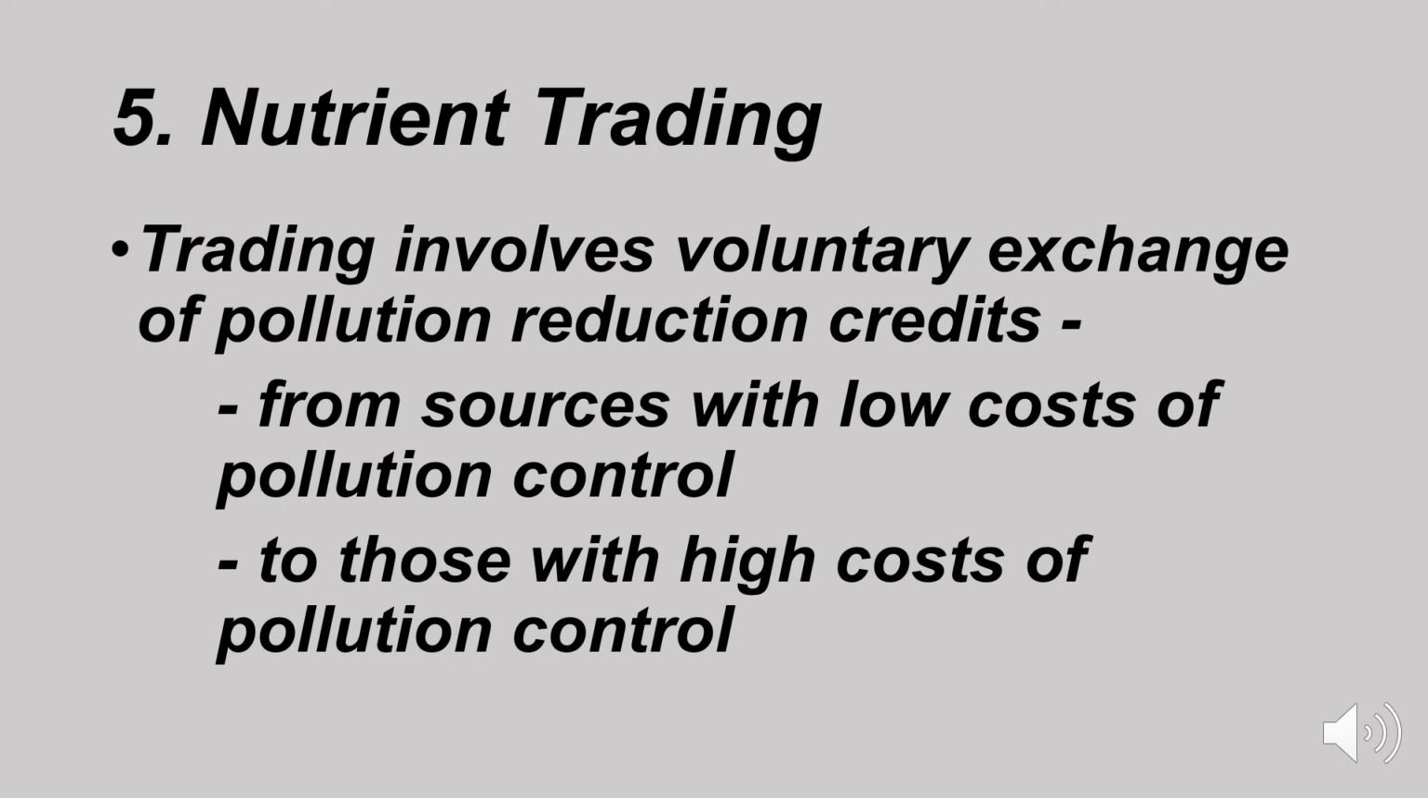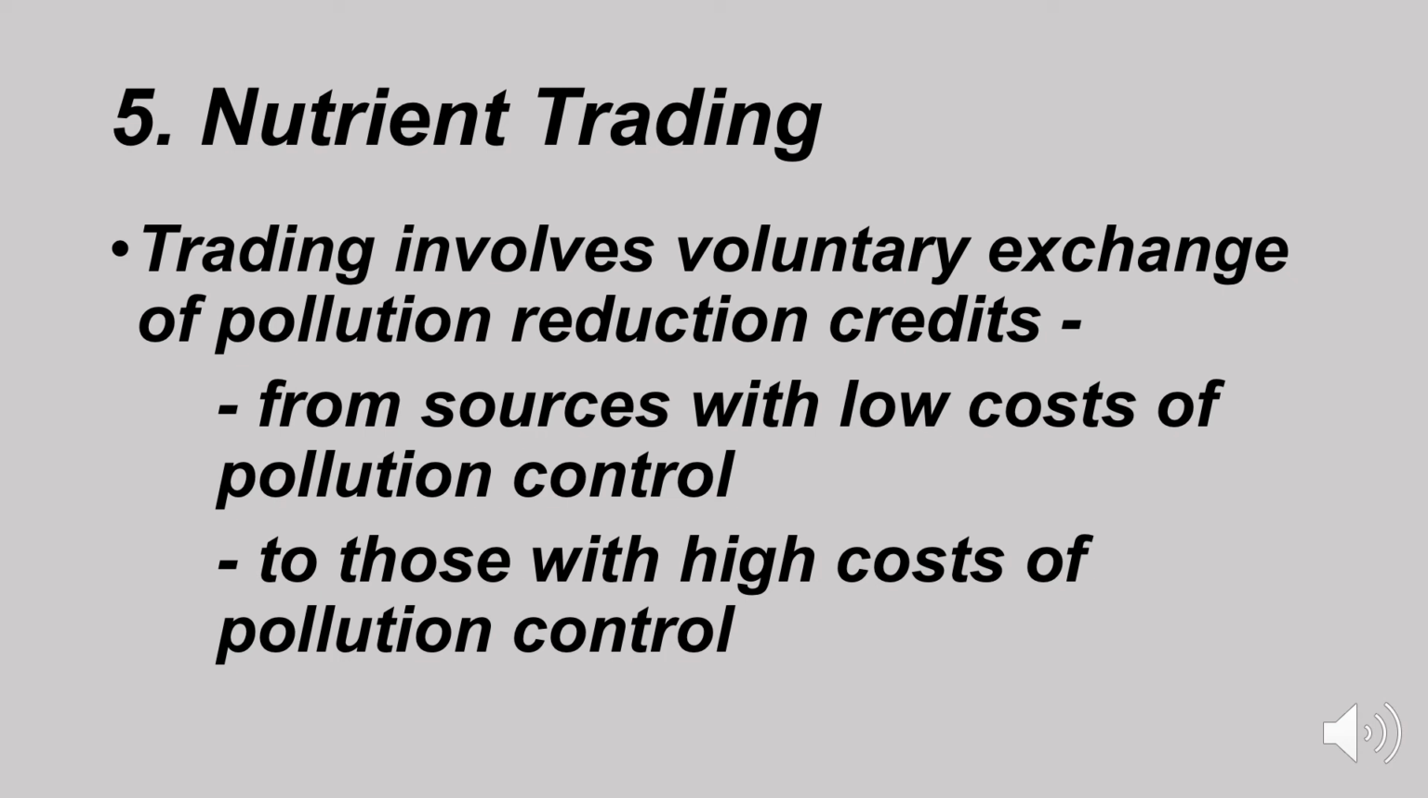Nutrient trading involves a voluntary exchange of pollution reduction credits. Trading from sources with low costs of pollution control to those with high costs of pollution control. So communities can trade pollution limits with each other just so that the whole watershed achieves an overall reduction in pollution. There are a lot of people that are interested in funding water trading or pollution trading credits.